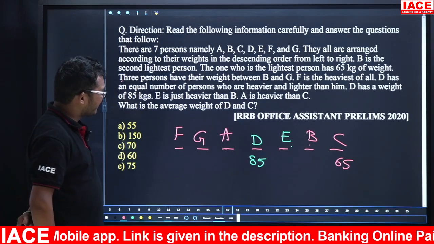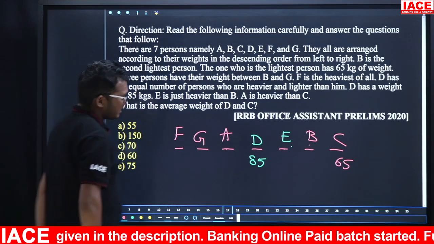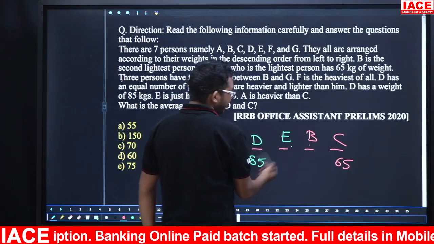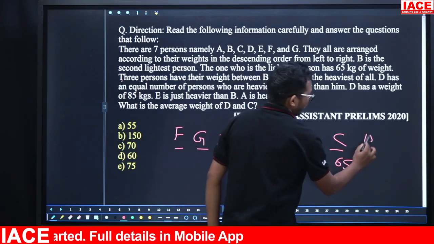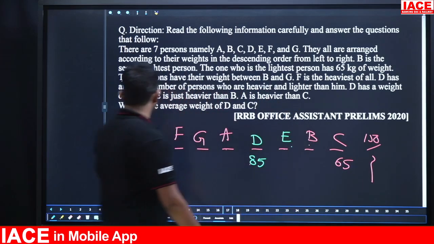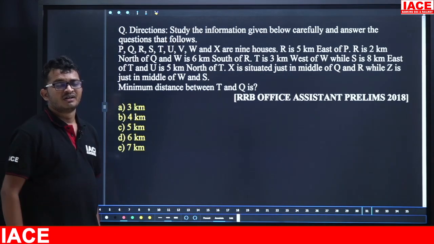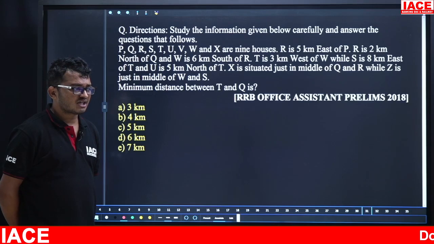What is the average weight of D and C? Now friends, take D plus C, 80 plus 60. Total is 140. Next, 150 by 2, and 150 by 2 is 75. That means your answer is option E. Take the next question. Your time starts now.